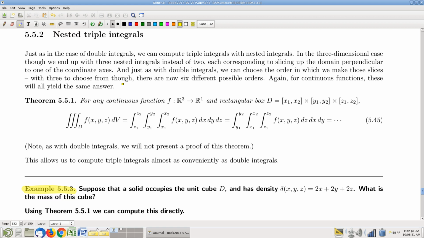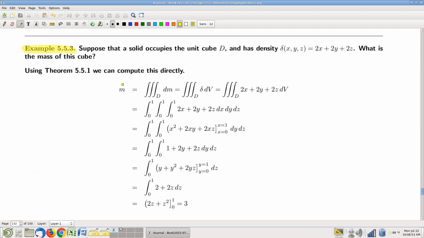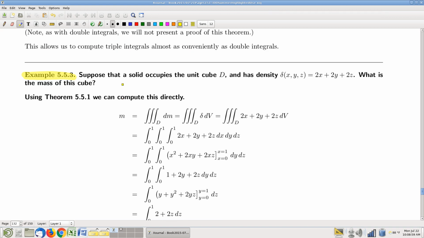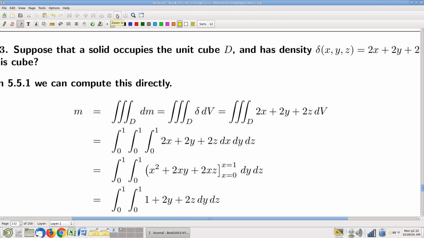Alrighty. You can crank out those individual single variable integrals. It's just like with double integrals, just more so. It's 3 single variable integrals instead of 2. But otherwise, same thing.